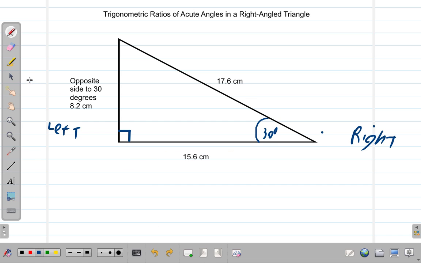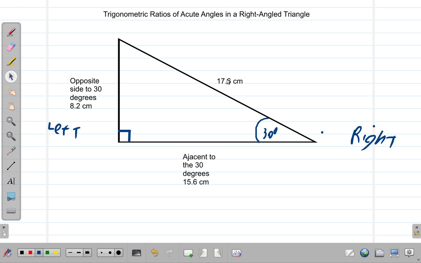So we say that this side is adjacent to the 30 degrees. Just like when you have a minor road running alongside a major road, you say that road is adjacent. It might join that road. It runs right along that other road, so it's an adjacent road.